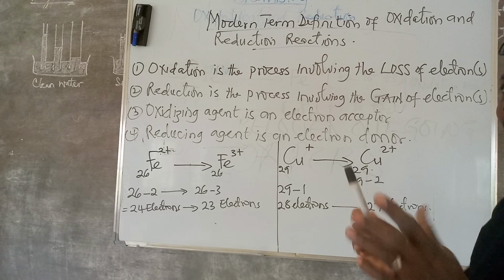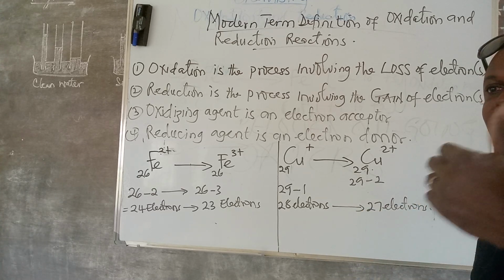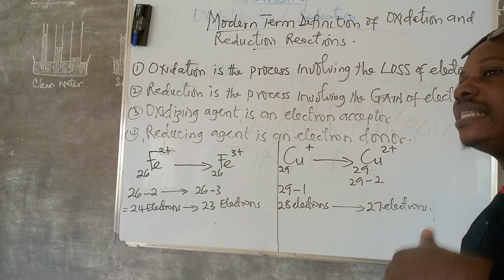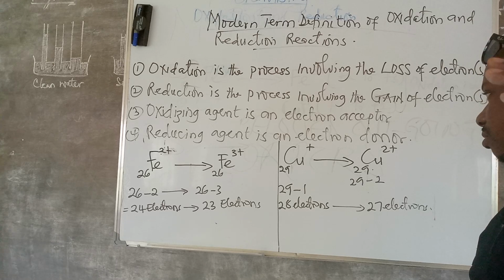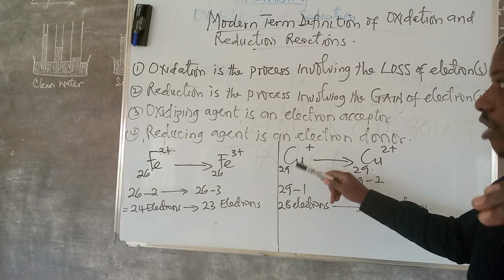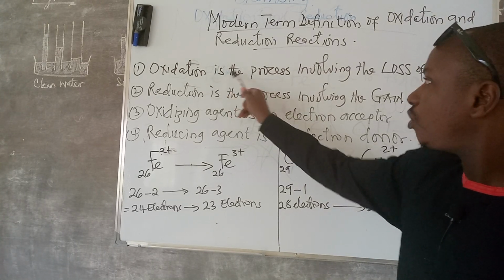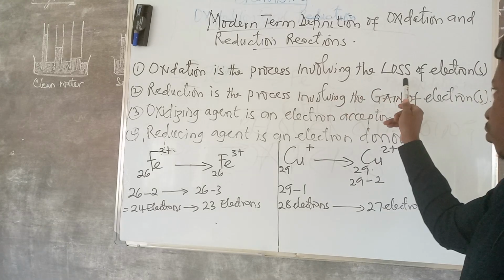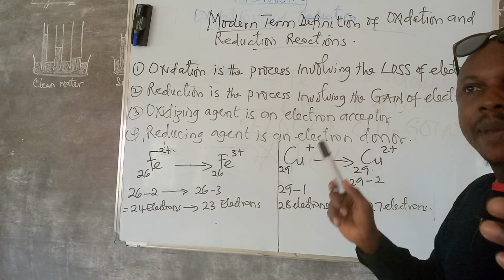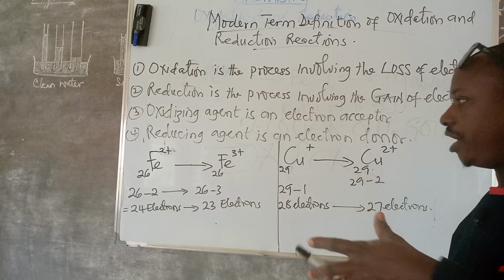If you watch it, it is somehow dicey. But just mind you that when the oxidation number of an element is increasing, it is losing electrons. This is an oxidation reaction. So this has justified the definition that states that oxidation is the process involving the loss of electrons. This is the modern definition, compared with the older definition in terms of transfer of electrons.